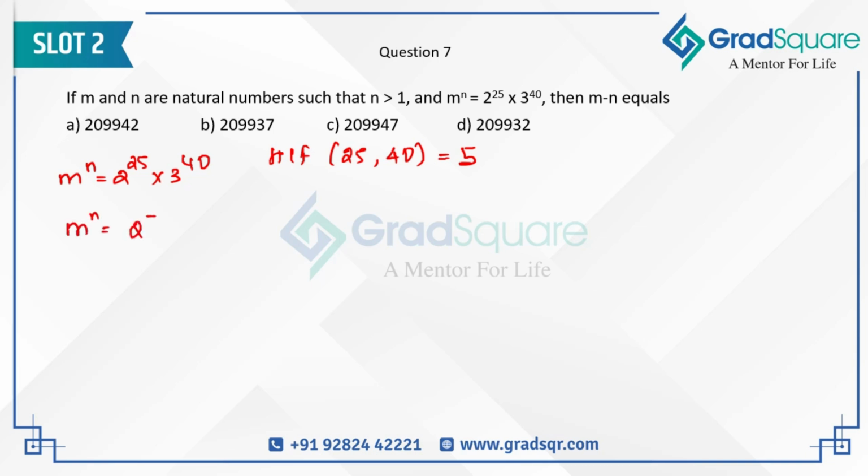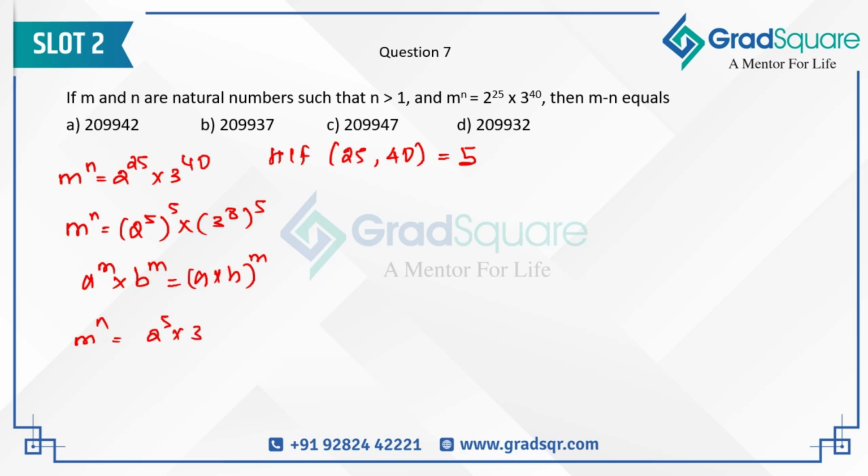So this can be written as 2 power 5 to the power 5 and this is written as 3 to the power 8 to the power 5. Now using one of the laws of exponents, if a power m into b power m is given, then I can write this as a into b the whole power m. Then I can write this m power n to be 2 power 5 into 3 power 8 to the power 5.